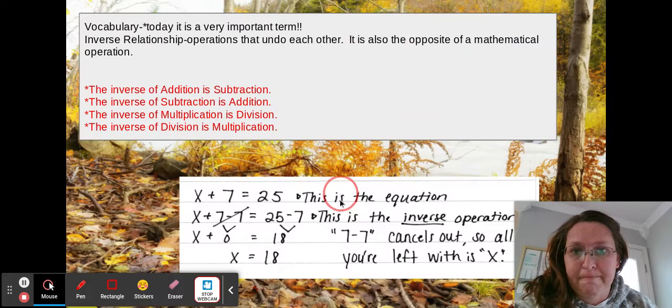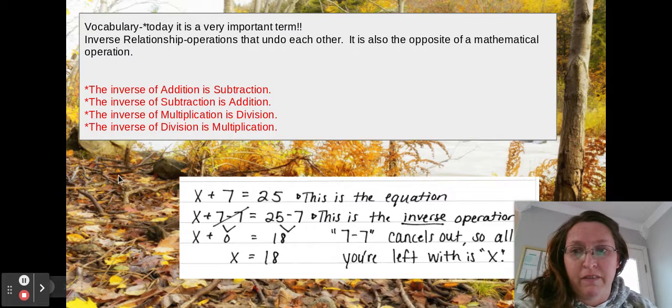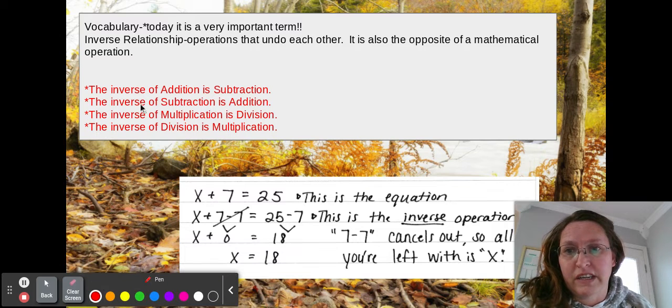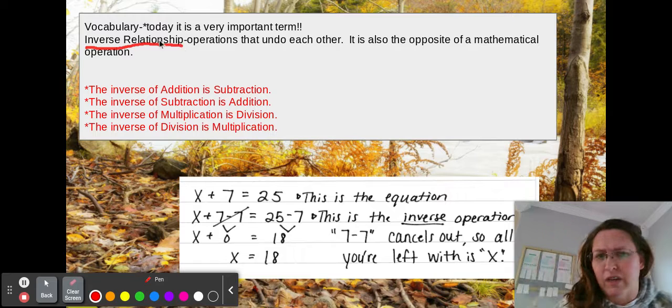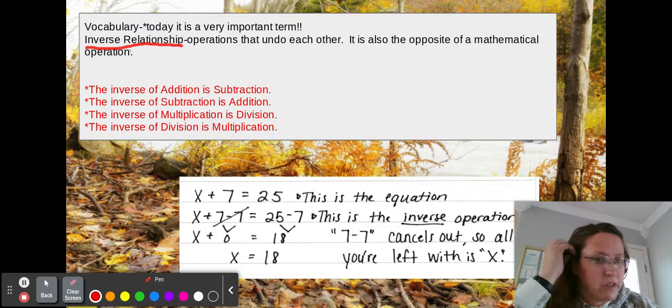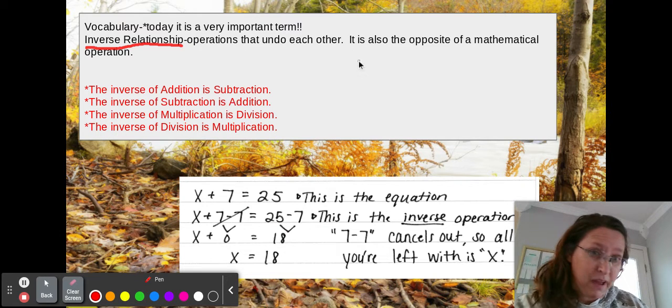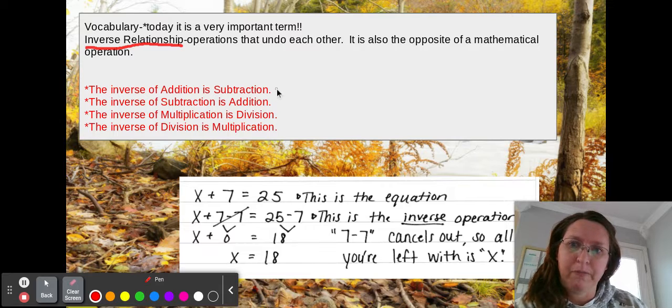So let's see. First thing we're going to do is go over some vocabulary. Today's term is very important. The term we are using today is called an inverse relationship, and it talks about an inverse operation. An inverse relationship or an inverse operation is an operation that undoes each other. It is also the opposite of a mathematical operation. So if you think about it, the inverse of addition is subtraction.